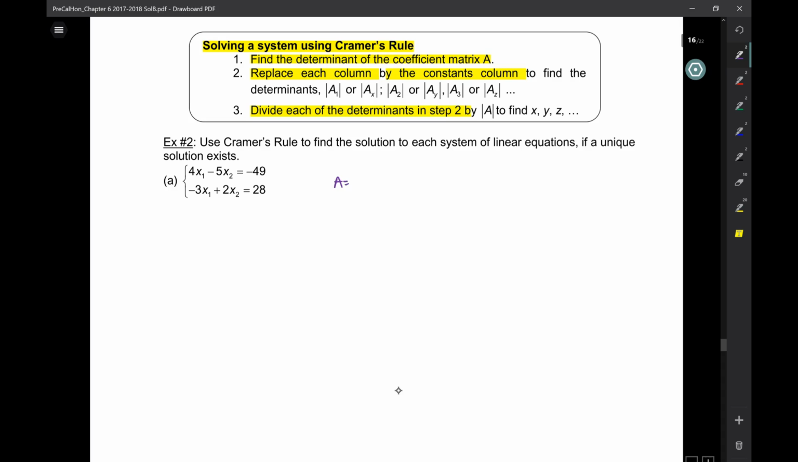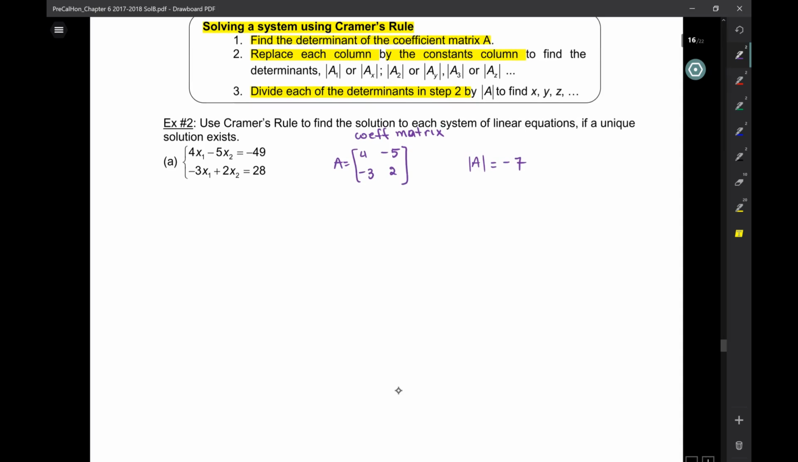So A is the coefficient matrix, and that's going to be 4, -5, -3, 2. And can we find the determinant of A? That's going to be what? -7. It's 8 minus 15. Okay, so now what we're going to do is write the matrix AX1.